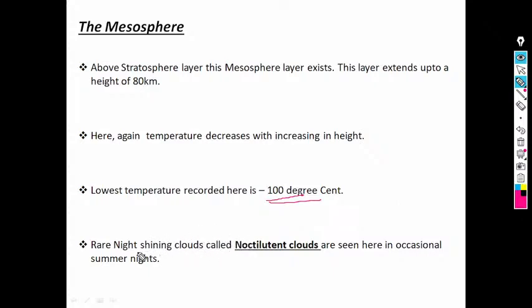There are some rare night shining clouds, called Noctilucent Clouds. They are seen here in occasional summer nights. Sometimes in summer nights, occasional night shining clouds are visible here. That is called Noctilucent Clouds.